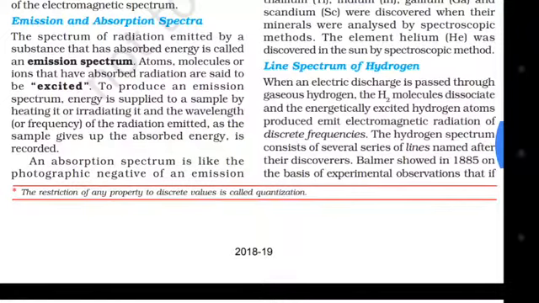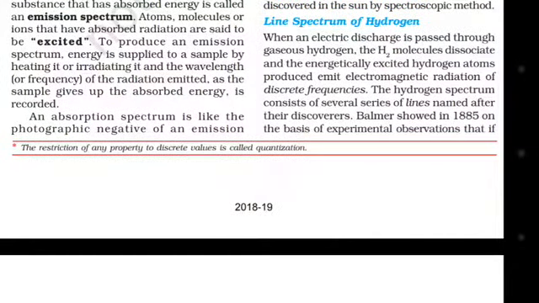Line spectrum of hydrogen. When an electric discharge is passed through gaseous hydrogen, the H2 molecules dissociate and the energetically excited hydrogen atoms produced emit electromagnetic radiation of discrete frequencies. The hydrogen spectrum consists of several series of lines named after their discoverers.